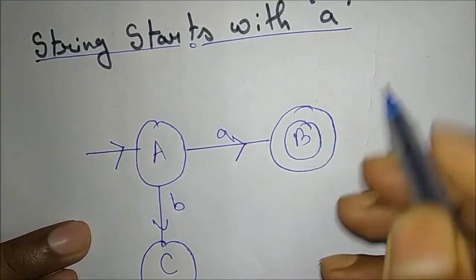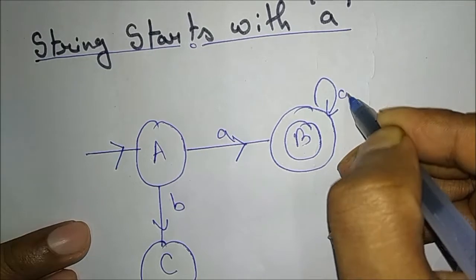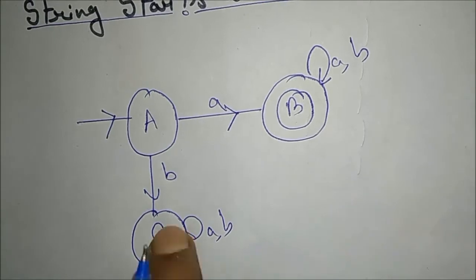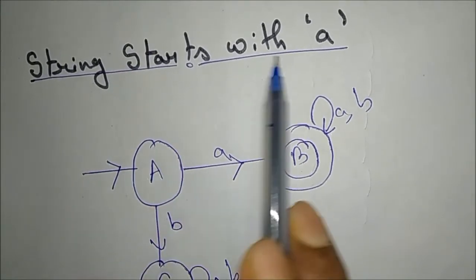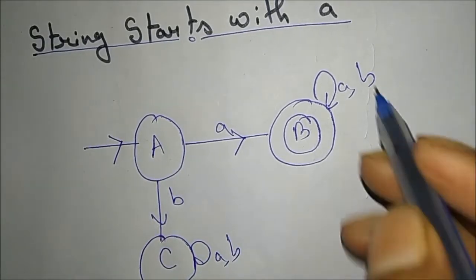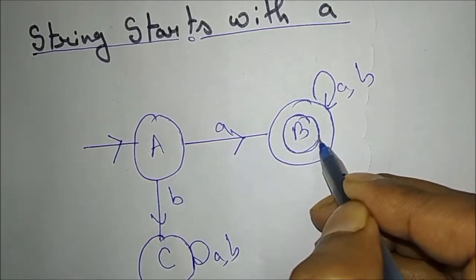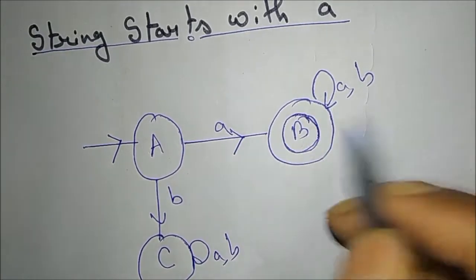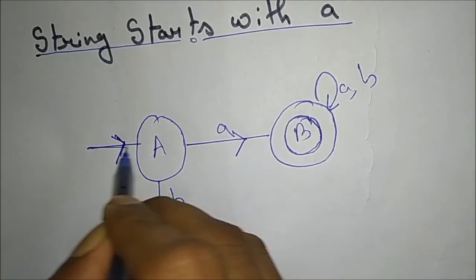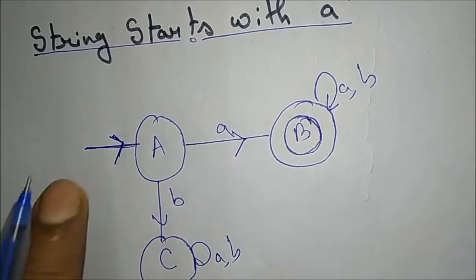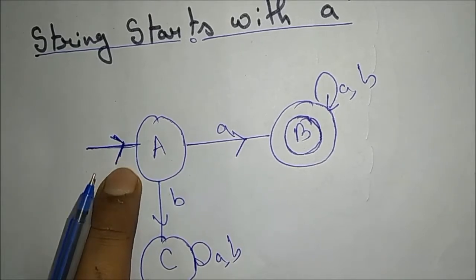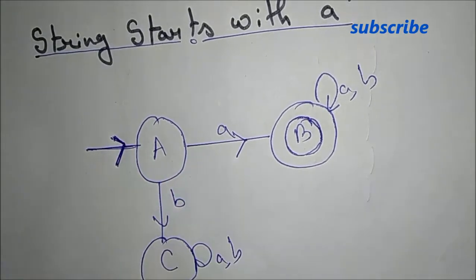Now this is the final state. So what is a final state? I will tell you now. See, there are 3 states in this example about strings that start with A. In these 3 states, this is the final state. If I give 2 circles, one circle inside another circle, it means it is the final state. And if I give an arrow sign, then it is the initial state, meaning the machine is starting from here.